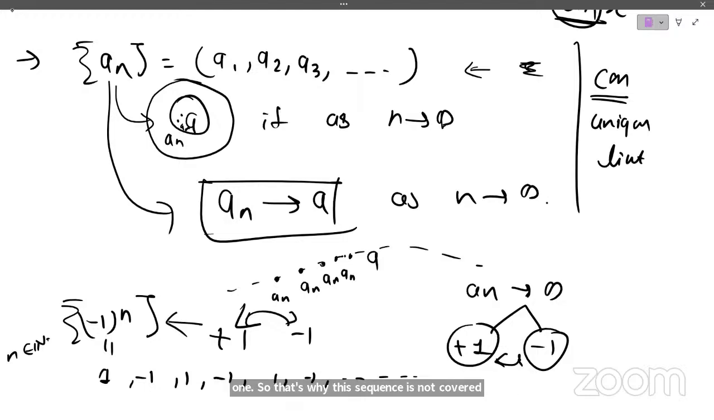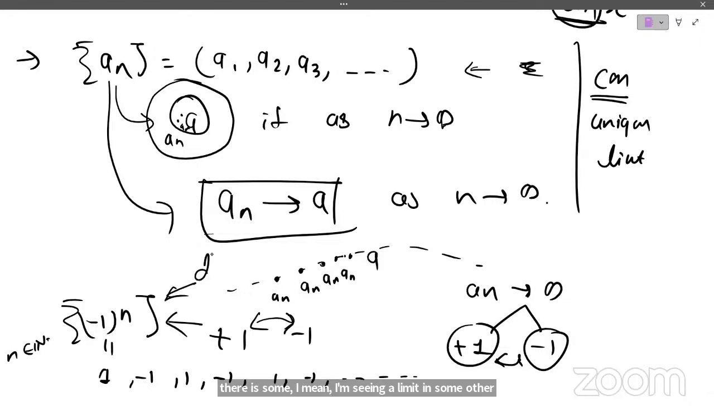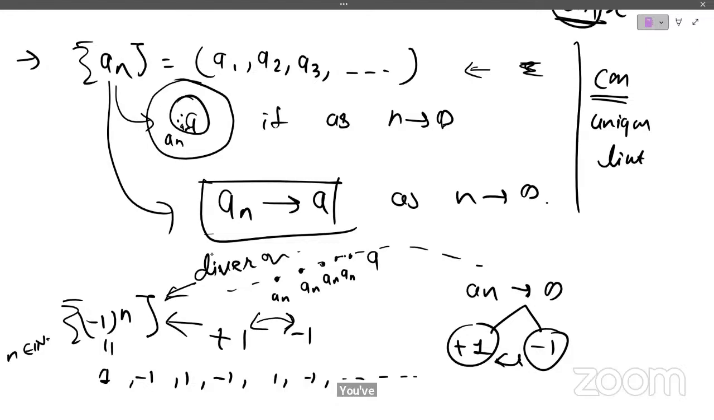Actually, I'm saying limit in some other sense. There is some other concept of limit, but for the sake of your knowledge, you just say that this sequence is not convergent, this sequence is divergent. If the sequence is divergent, then it will not have a limit. But here, if n goes to infinity, we come across either +1 or -1, right?